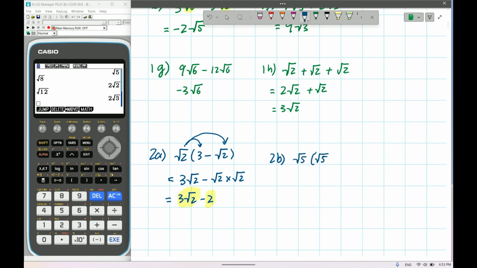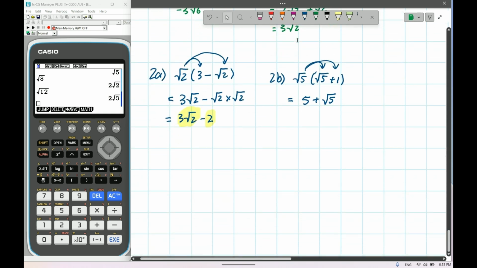Yeah. So square root of 5 times square root of 5, well, that will just make 5, plus 1 times square root of 5 is square root of 5. Cool.